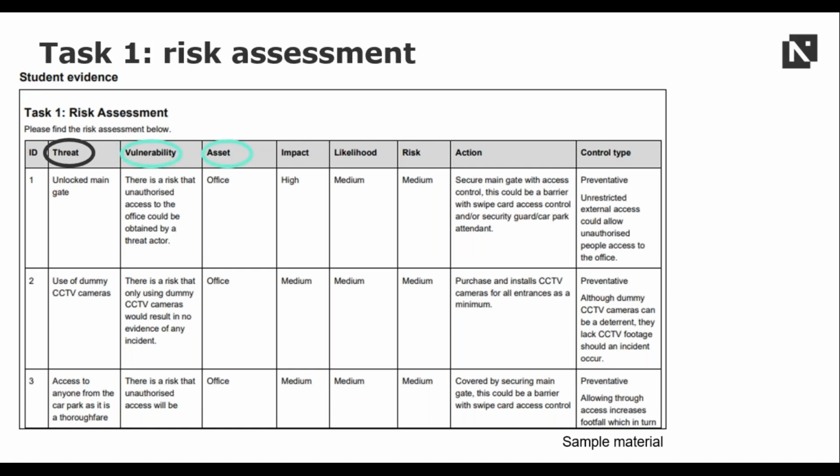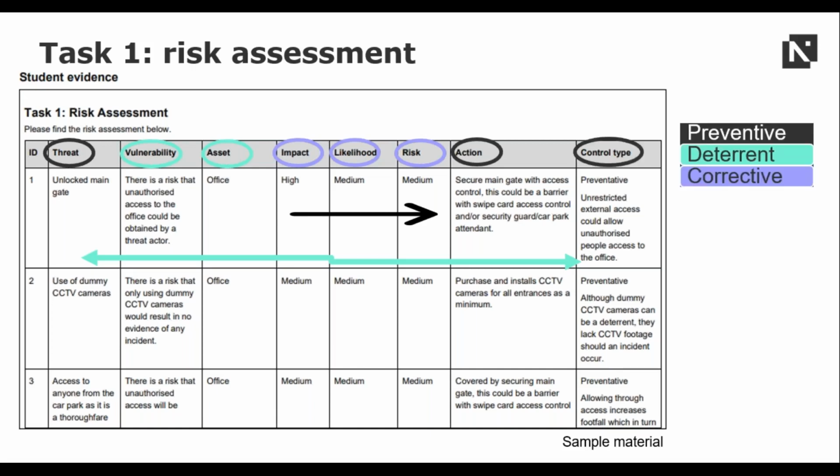Now, clear explanation of the vulnerabilities and assets, along with a RAG rating for the impact, likelihood, and the risk. And actions are identified with detailed explanations of the actions taken to mitigate these risks. Now, the actions could be linked to the controls, and the controls should be identified as either technical, physical, or administrative, and stated whether these are preventative, a deterrent, a corrective control measure.